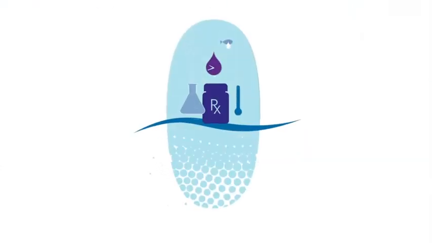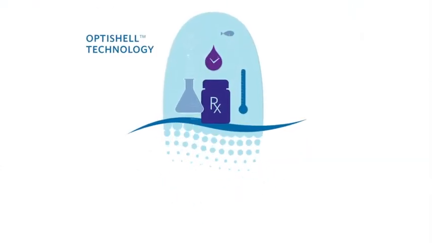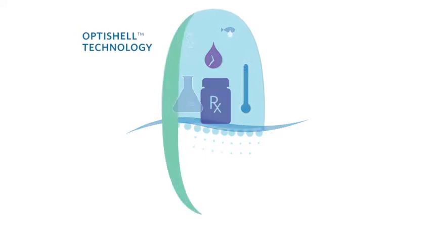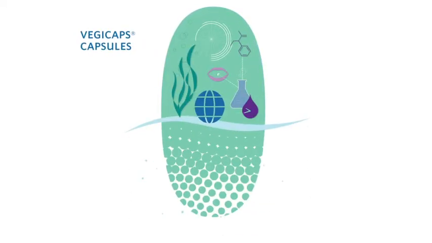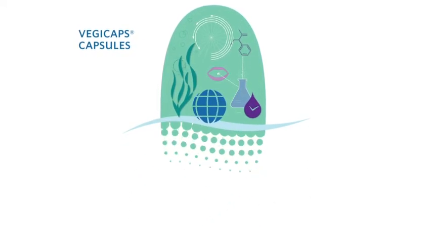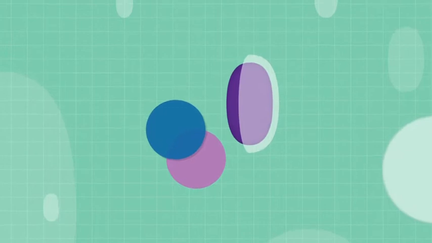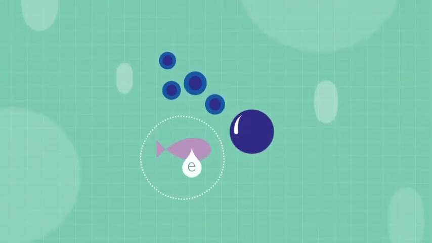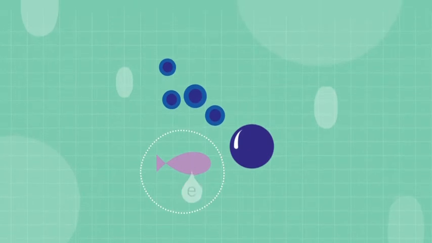Our patented non-gelatin OptiShell capsules can handle the most challenging semi-solid fill formulations. Plant-based VeggieCaps capsules are ideal for all natural consumer health products. Vaginal ovules and suppositories can help improve patient compliance. And our chewable softgels are an easy way to deliver an accurate dose in a convenient form.